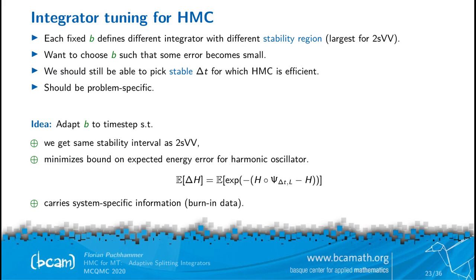Okay, so now how can we tune our integrators? Basically, tuning just means fixing b. And each b defines a different integrator, and each such integrator has a different stability region. The largest one is for the two-stage velocity Verlet. We also want to choose b such that some notion of error becomes small, of course, but at the same time, we want to be able to pick a delta t that is stable, still large enough such that our algorithm is efficient. And of course, this whole thing should be somehow problem specific.